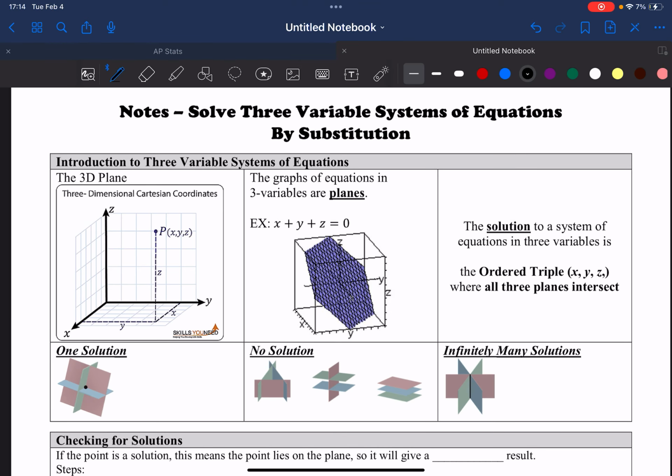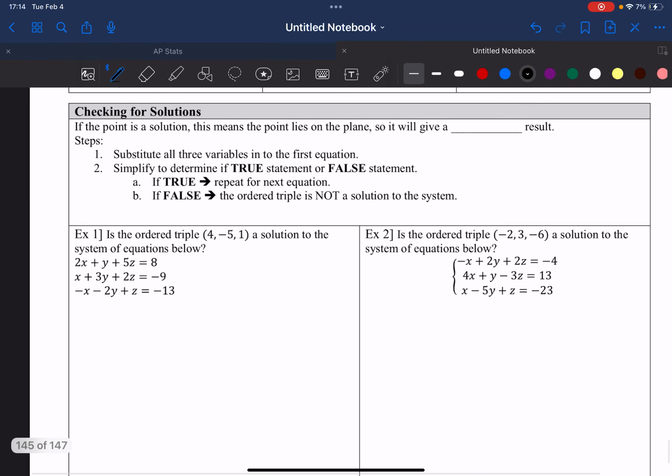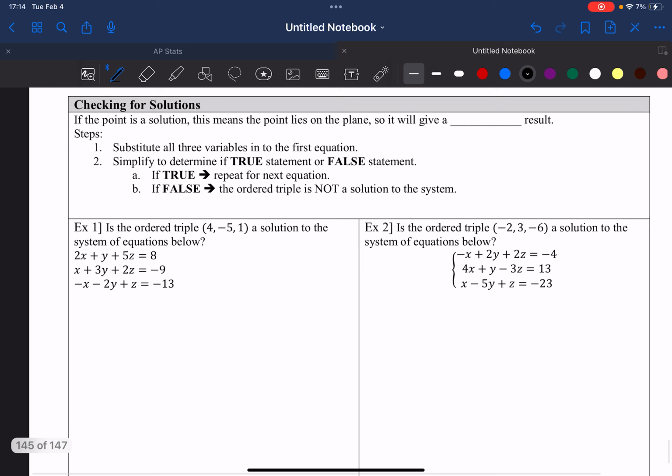Okay, these are notes over solving three variable systems of equations by substitution. First part says, if the point is a solution, this means the point lies on the plane, so it will give a true result. It says substitute all three variables in the first equation. Simplify to determine if it is a true statement or a false statement. If it's true, repeat for the next equation. If it's false, then that means it is not a solution set.